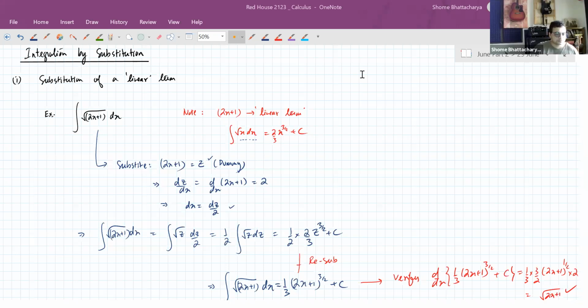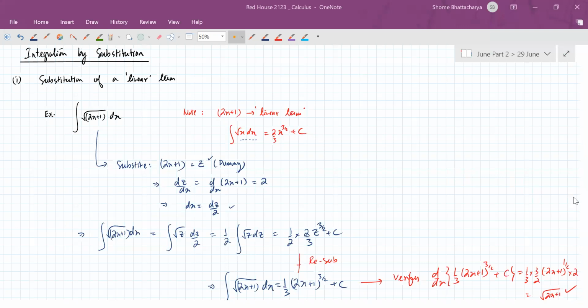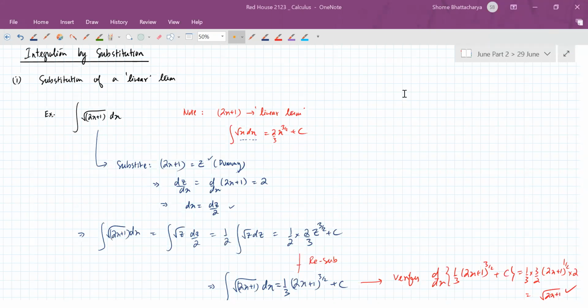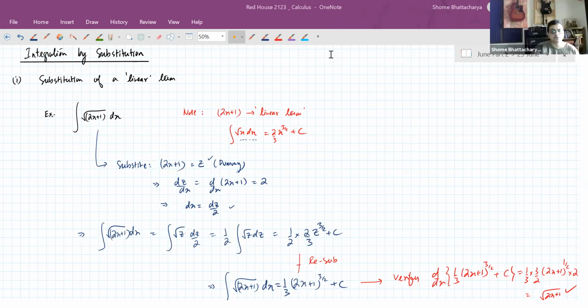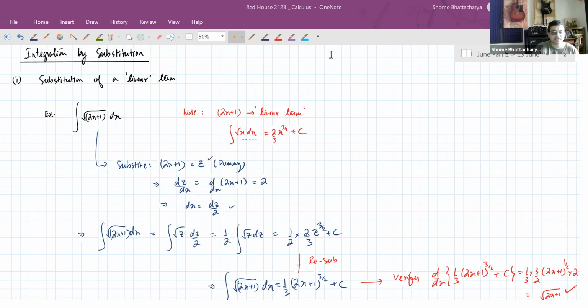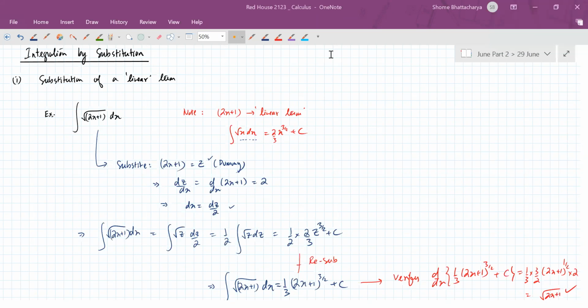At the bottom where you have verified it, it is written as 1 upon 3 into 3 upon 2 into (2x plus 1) to the power half into 2. From where did 2 come? Chain rule, beta. See, it is some function to the power 3 by 2, 2x plus 1 to the power 3 by 2. So when we differentiate that, it is n into that function to the power n minus 1 into differentiation of that term 2x plus 1. So differentiation of 2x plus 1 is 2.